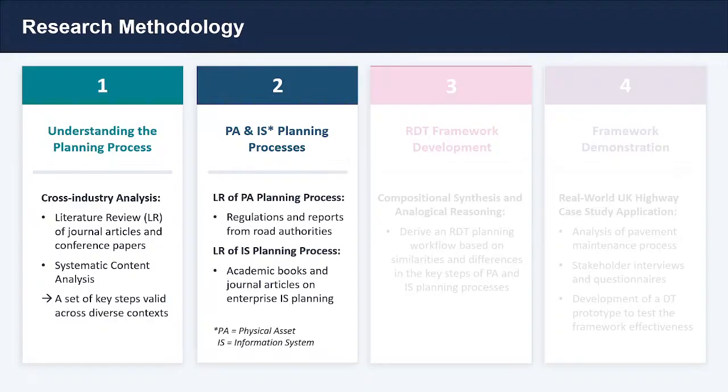In the second phase, we investigated the planning processes of the 2 core components of digital twin systems. A digital twin system can be seen as composed of a physical asset, so in our case a road, an information system, and the bidirectional connection among the 2. So we investigated the literature reviews for road physical assets and information systems, analyzing for roads the regulation and reports from road authorities, and for information systems the scientific literature on enterprise information system planning.